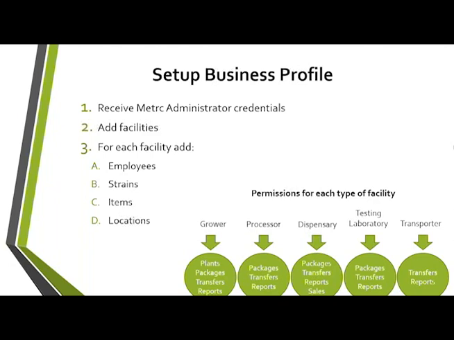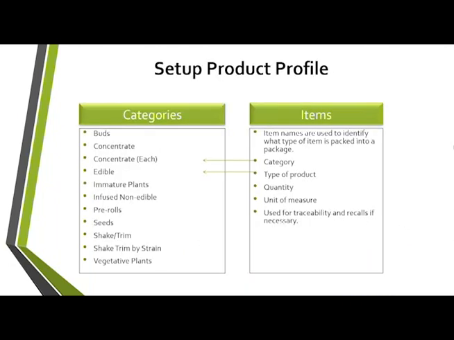And then for each facility, you'll have to add in your employees, which again, you can add across multiple licenses when you're adding them in. You have to add your strains, which is important for cultivators or growers specifically, then items, and then locations. We'll show you through a demo how that works. So we'll go through this in the demo environment as well.